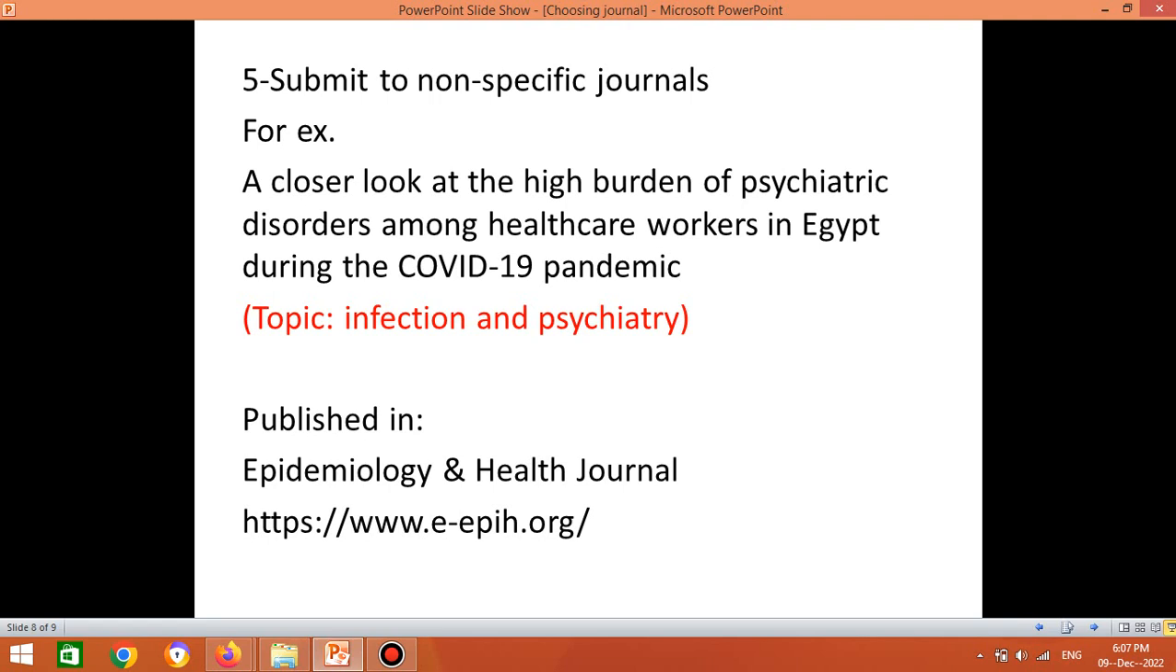If you are still receiving rejection letters from dermatology journals, and your paper is about dermatology, you have to submit to non-specific journals. For example, this paper is about the high burden of psychiatric disorders among healthcare workers in Egypt during the COVID-19 pandemic. The topics here are infection, which is COVID-19, and also psychiatry. However, we published it in Epidemiology and Health Journal, which is not a specific journal of infection or psychiatry.